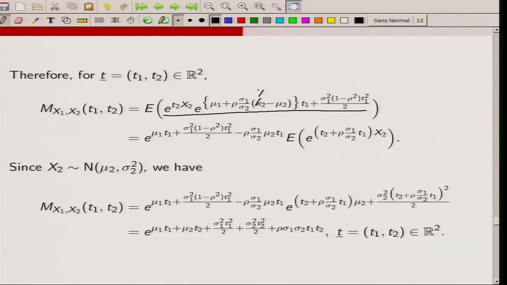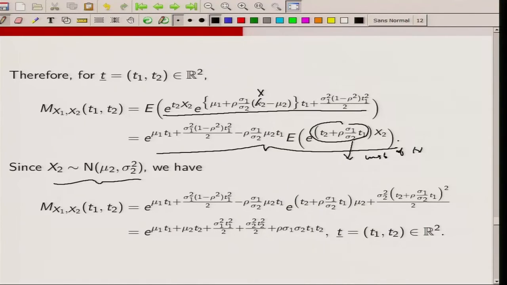So, this would be X2. So, if you simplify this, it turns out to be this quantity. Now, I know that X2 is normal(mu 2, sigma 2 square). If X2 is normal(mu 2, sigma 2 square), that means this is nothing but the MGF of normal(mu 2, sigma 2 square) at this point.